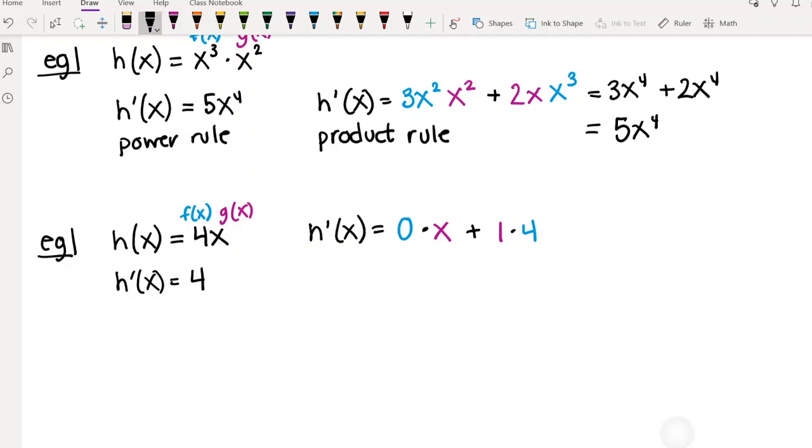And so now I can say, lo and behold, we get 4, which is what we already knew the derivative was. So basically it checks out. It works the way it should.